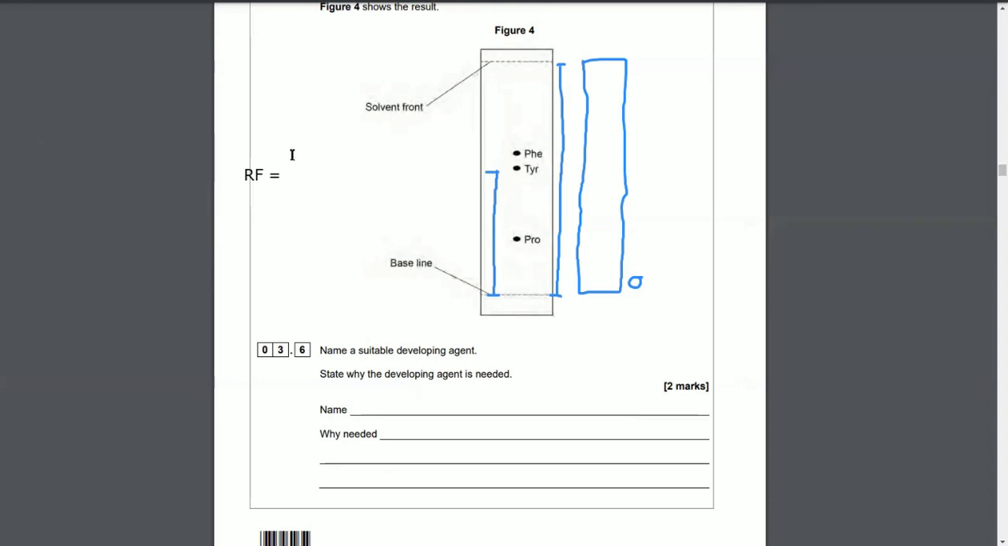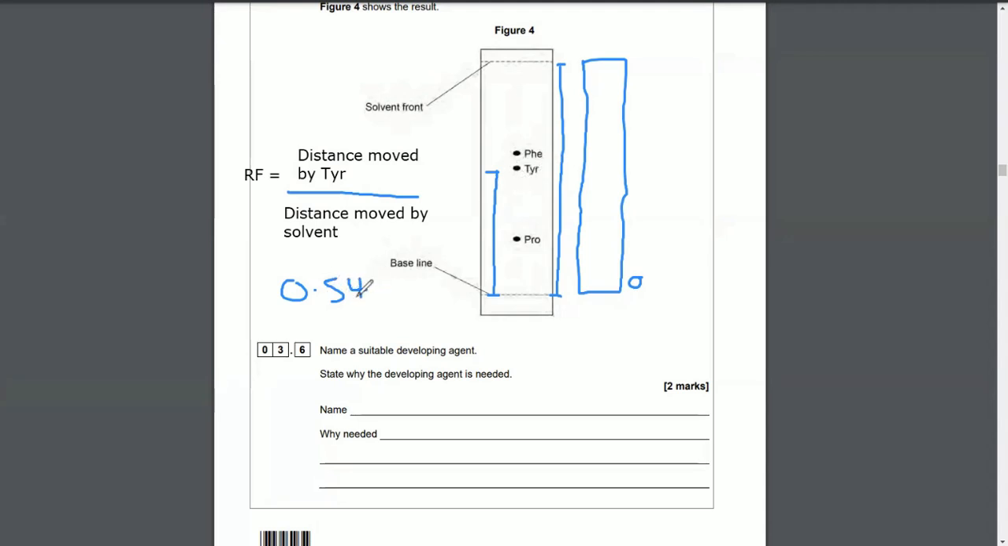And the equation to do that is distance moved by TYR. What a mixture of capitals. Right, yeah. Distance moved by TYR. And then you just want to divide that by the distance moved by the solvent front. Distance moved by solvent. And that gives you the RF value. And your RF value here is going to work out to be 0.54. And you can kind of see that it's just moved just over halfway.